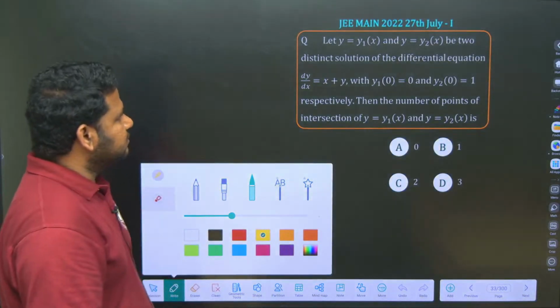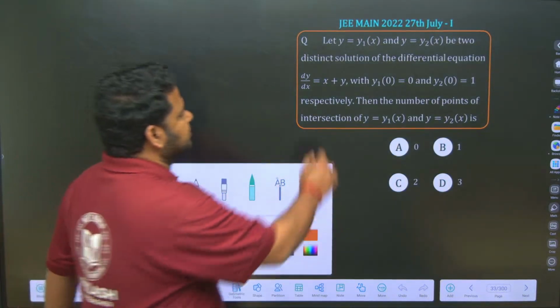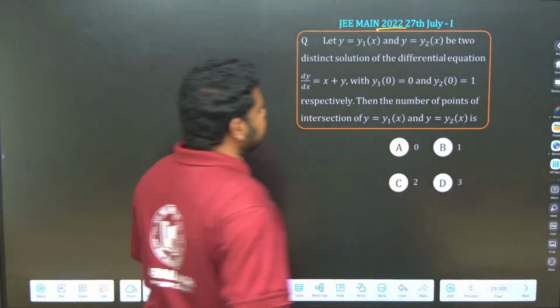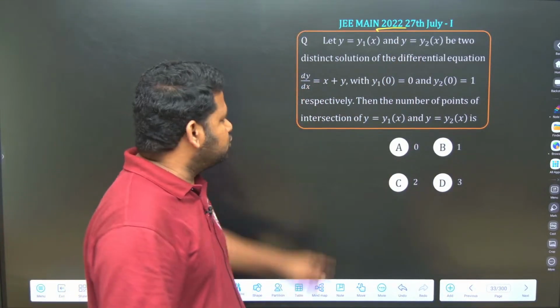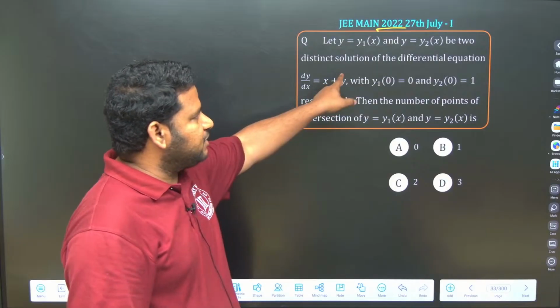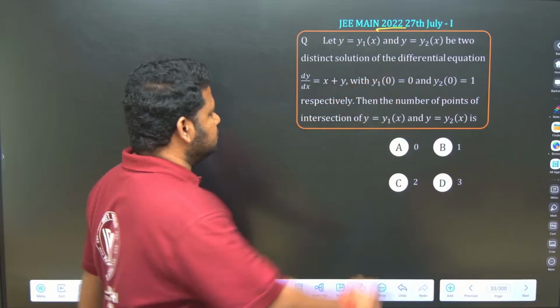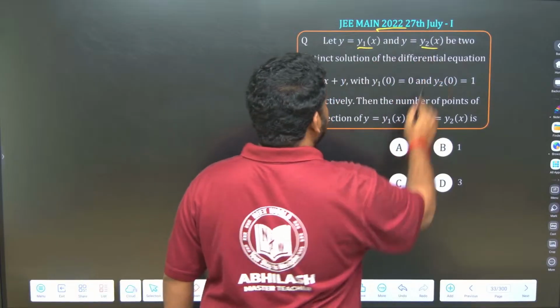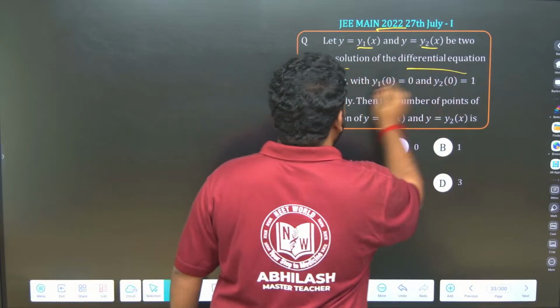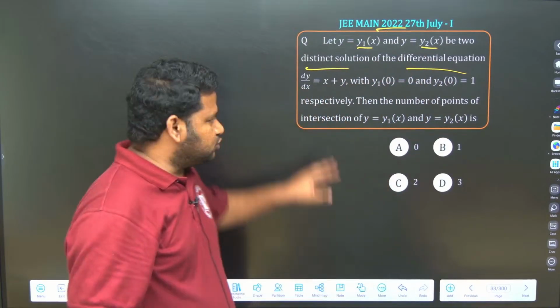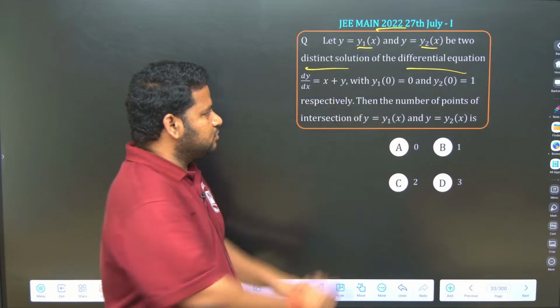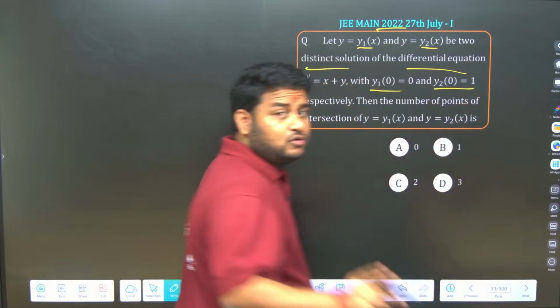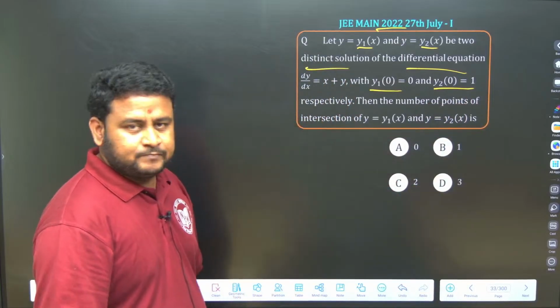This is a JEE Main 2022 question. You may ask, are such kinds of questions being asked? Yes, such kinds of questions are also being asked. So what they are telling is, let y is equal to y1 of x and y is equal to y2 of x, be the two distinct solutions of the differential equation. Distinct means different. So they are having two solutions of dy by dx equal to x plus y, with y1 of 0 equal to 0 and y2 of 0 equal to 1 respectively.